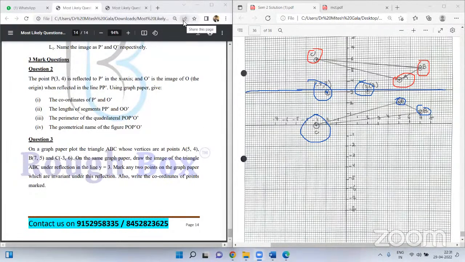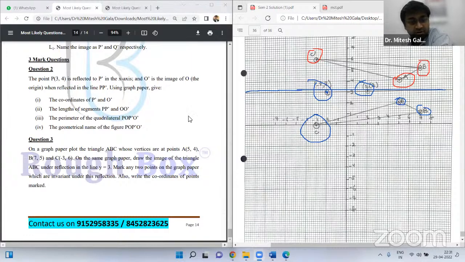So I've got a sum from trigonometry. Can you solve it? Wait, let me first finish my stuff. Hold on.